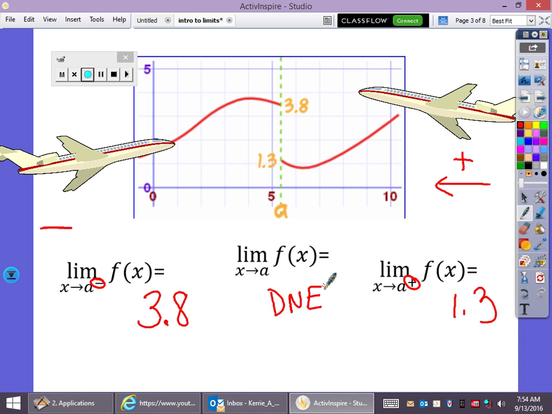Okay? Good so far? That only occurs when there's not a clear defined answer, when there's a jump. There's some other instances where it's undefined that we'll get to momentarily. I'll show you an example. Okay? All right, let me pause for a moment.